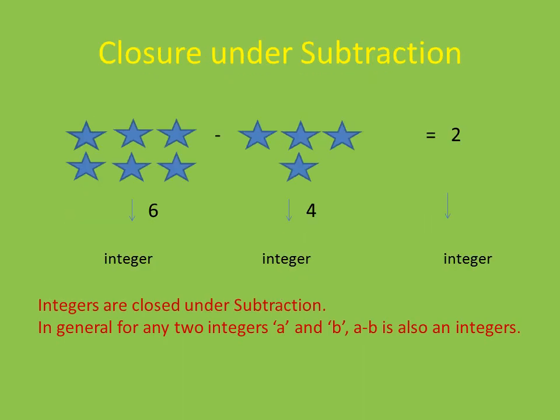Similarly, we can say closure under subtraction. When two integers are subtracted, the number we get is also an integer. As you can see here, when 4 is subtracted from 6, we get 2, where 2 is also a positive integer. 6 and 4 are also integers. So integers are said to be closed under subtraction. In general, for any two integers a and b, a minus b is also an integer.